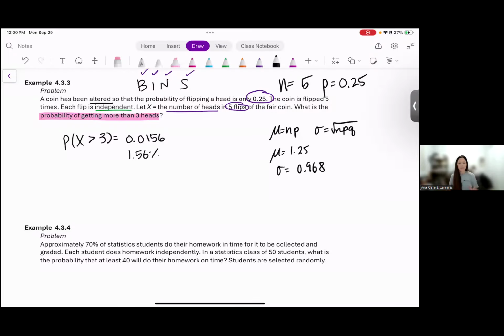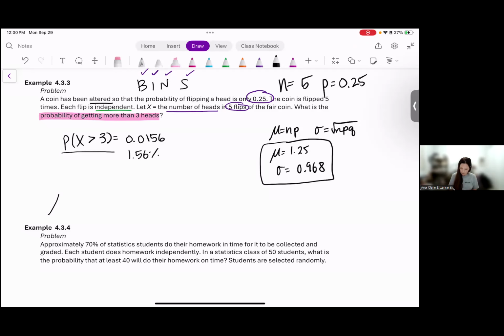Okay, as you can see here, I've written the probability that x is greater than 3, that is, x being the number of heads is more than 3, was 0.0156 or 1.56%, which was the calculation that we got in Stapplet. Now, we were given that the mean was 1.25 and the standard deviation was 0.968. And I told you the formulas.